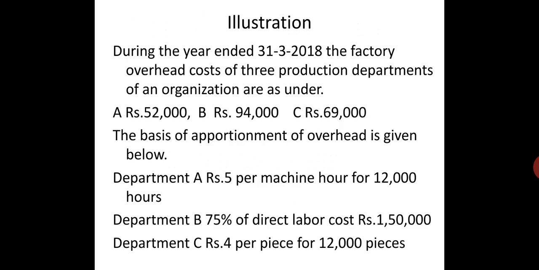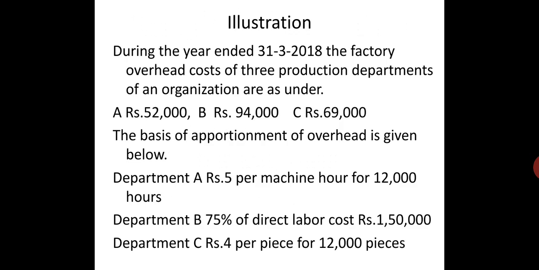So here there is a problem. In this problem, we have to calculate the under absorption or over absorption of the overhead. During the year ended 31st March 2018, the factory overhead costs of 3 production departments of an organization are as under: A rupees 52,000, B rupees 94,000, C rupees 69,000. The basis of apportionment of overhead is given below.